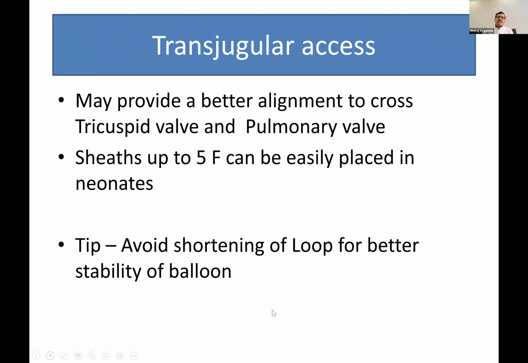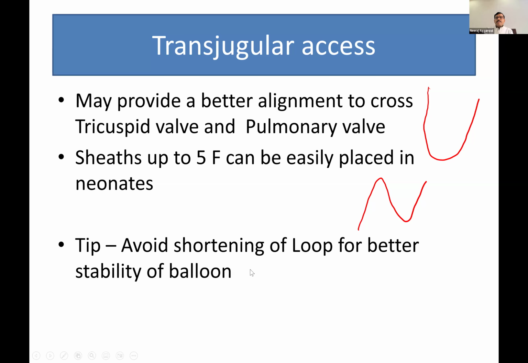Now, what about transjugular access? It may provide a better alignment to cross the tricuspid valve and pulmonary valve. If you go from up, it's a single loop, whereas if you're going from below, you have a double loop. So this is a single, smooth loop, which allows both the tricuspid valve and pulmonary valve to be aligned well. Better alignment to cross TV and PV. And in newborns, up to 5 French sheath is easily placed. They have bigger jugular veins, so you shouldn't worry about the size of the sheath. You don't need more than 5 in newborns.